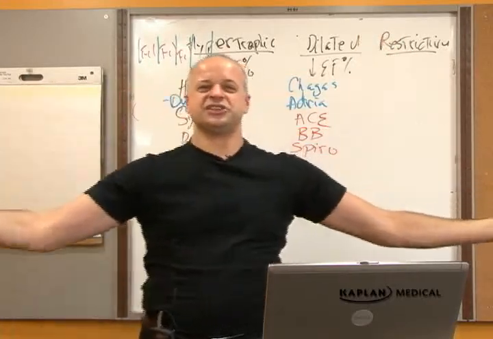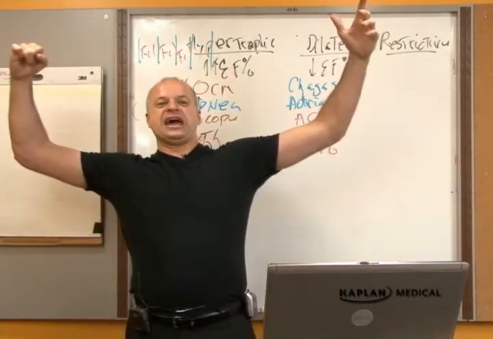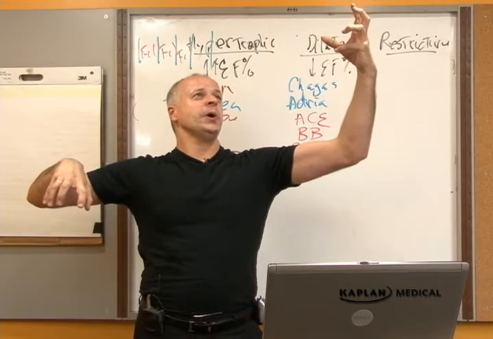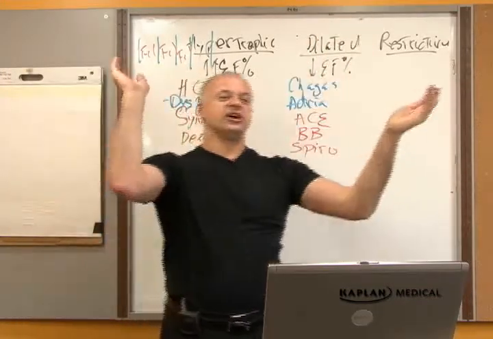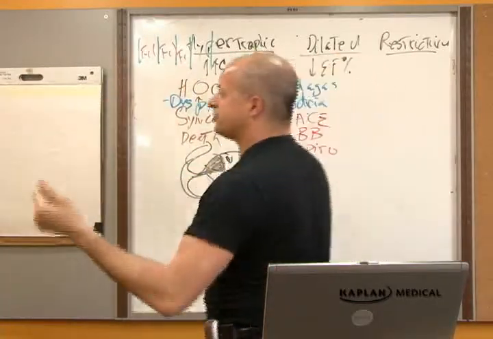These are the things that make it so your ventricle doesn't contract and doesn't relax. It just lies there, like an oil can. Sarcoid, amyloid, hemochromatosis, cancer and fibrosis.